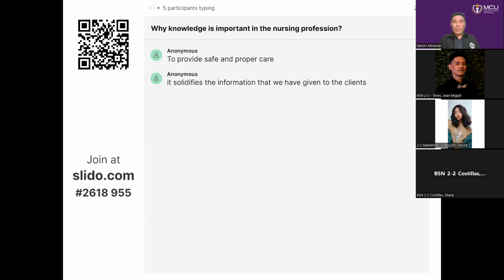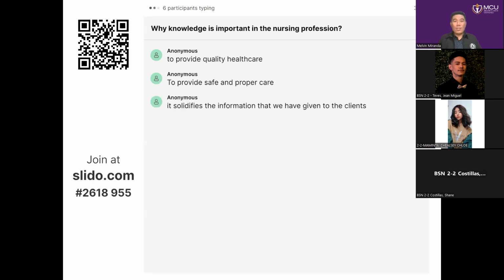Certainly, with the term solidifies, this basically considers the specific information that will satisfy the patient's trust in the nurses, because it is very important that the information we share with our patients will also give them the confidence and trust in the nurses and the healthcare team to provide safe and proper care.